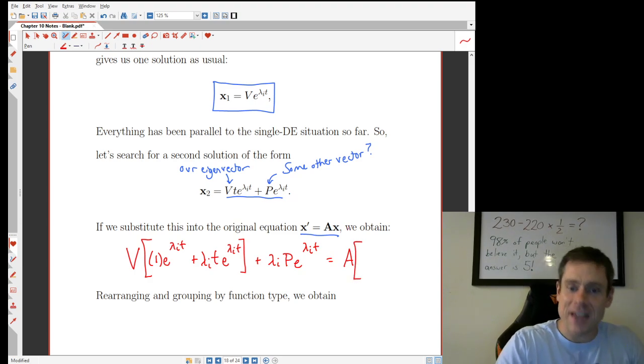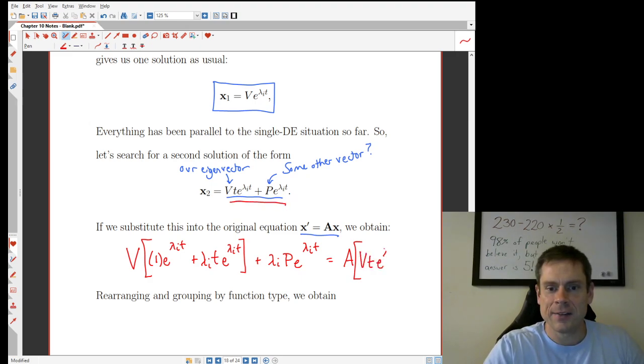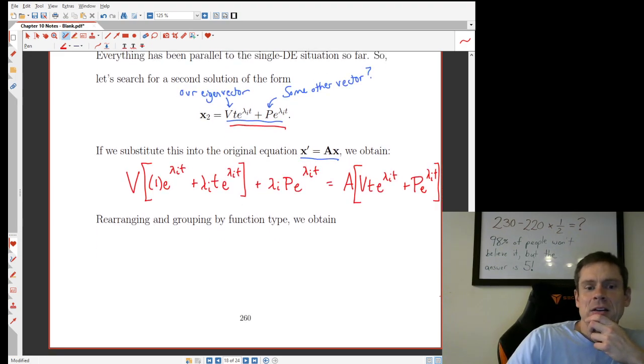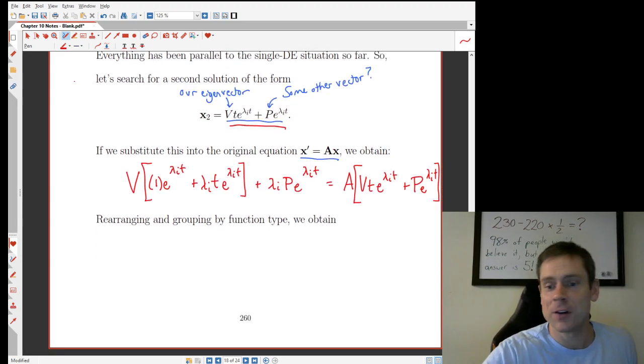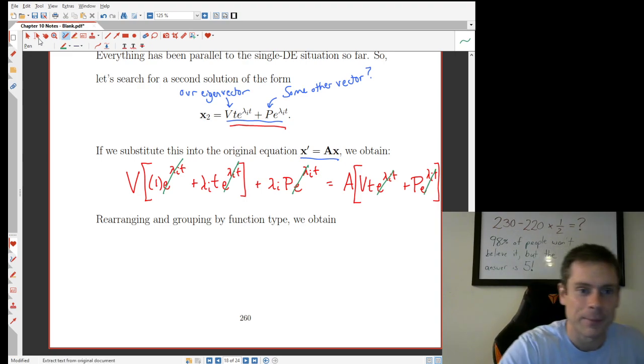On the right, we have A times x, and so we're going to sub in, just rewrite what we have right here. So that's A times (v t e^(λt) plus p e^(λt)), just like that. Okay, couple things we want to observe here. First of all, we have exponentials common to every single term in this whole thing. Exponentials are non-zero. Guess what we're going to do? We're going to divide everything by e^(λt) and just get rid of them. So this is gone, this is gone. All five of them are gone. That will simplify matters quite nicely.